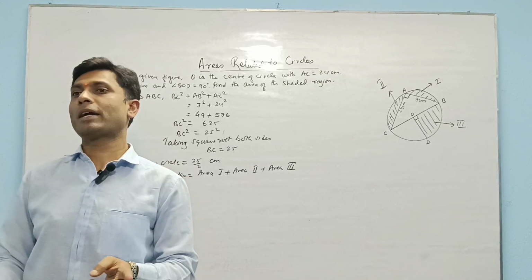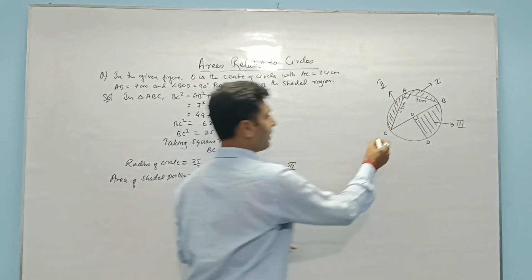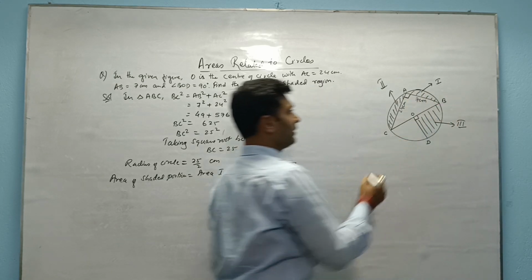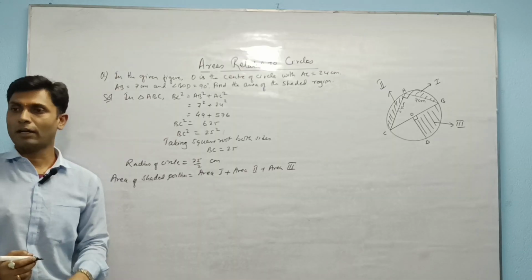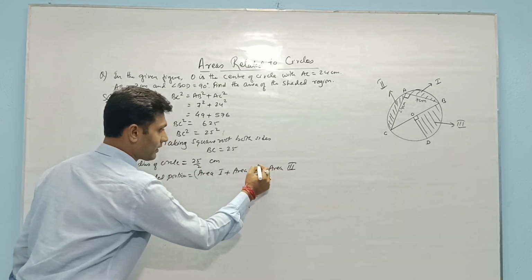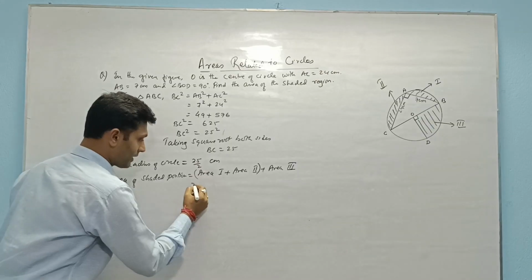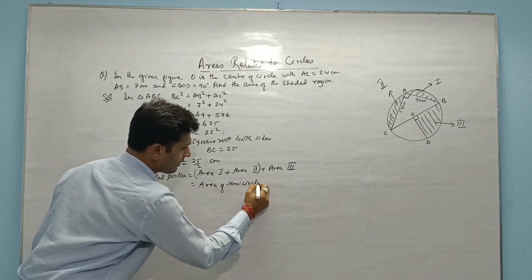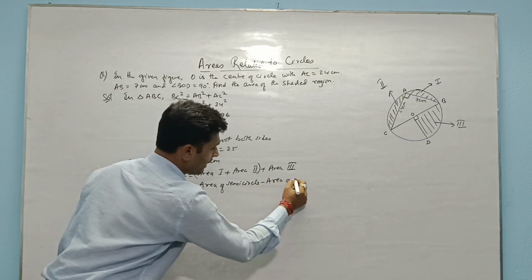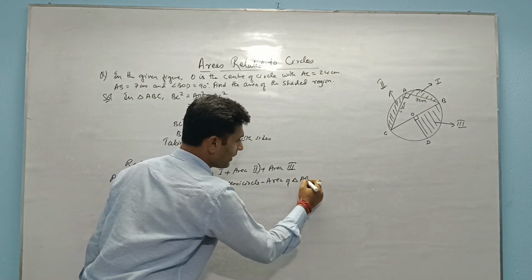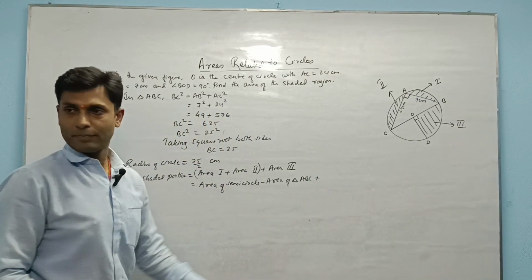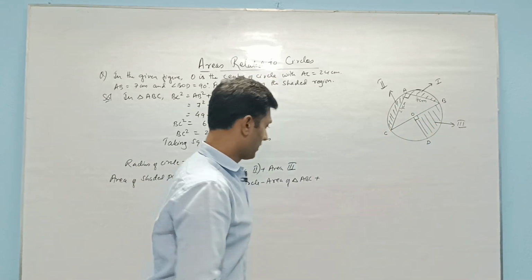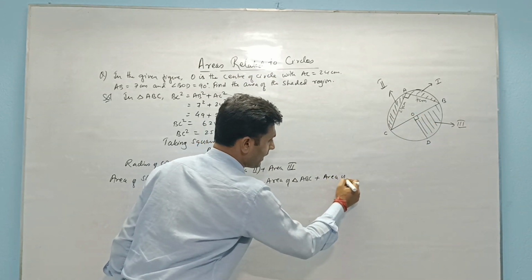Area of semicircle minus area of triangle. From the area of semicircle, we'll subtract the area of triangle. So for these two areas, clear or not clear? This is equal to area of semicircle minus area of triangle ABC plus, this will be area of quadrant. Any doubt?